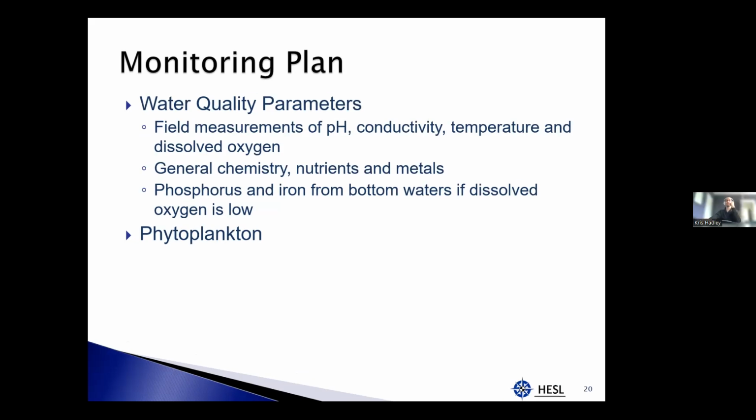Okay, so just a brief summary of the parameters we looked at. We looked at a very standard list of parameters. We looked at field measurements of pH, conductivity, and temperature, and dissolved oxygen profiles through the water column, and then we collected nutrients, metals, and general chemistry. And if there was anoxia, we did deep water sampling for iron and phosphorus as well.